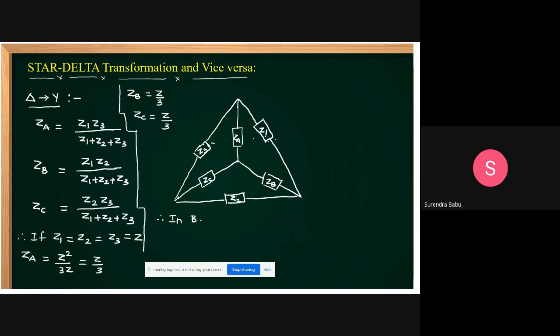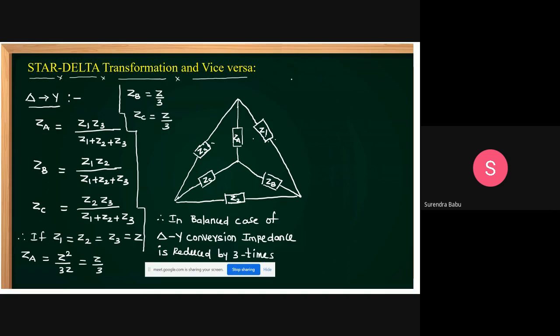Students, in the balanced case of delta to star transformation, delta to star conversion, the impedance is reduced by how many times? The impedance is reduced by 3 times. Here, this is the delta to star transformation.